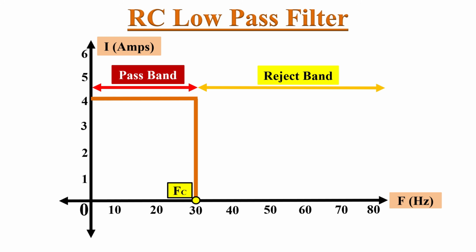The frequency response of an ideal low pass filter looks like this. In this case, 30 Hz is the cutoff frequency. So it passes the signals below 30 Hz and rejects all frequencies above 30 Hz. But the actual response of a low pass filter looks like this.